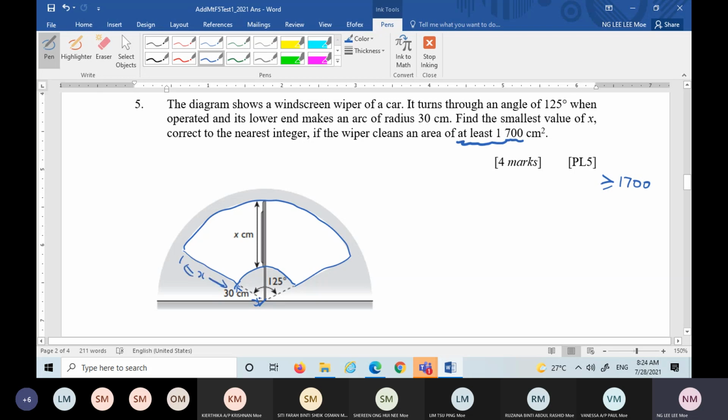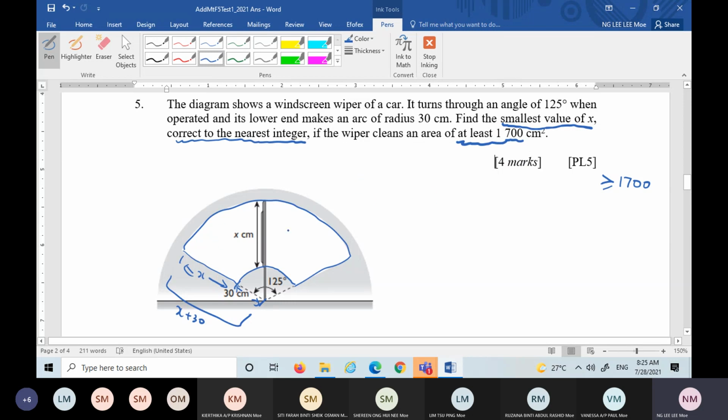So for the big sector, the whole thing is x plus 30. For the small sector, the radius is 30. The angle here is 125. Find the smallest value of x. They want the smallest value of x, correct to the nearest integer. This one also has to pay attention. If the wiper cleans an area of at least 1,700 centimeters square.